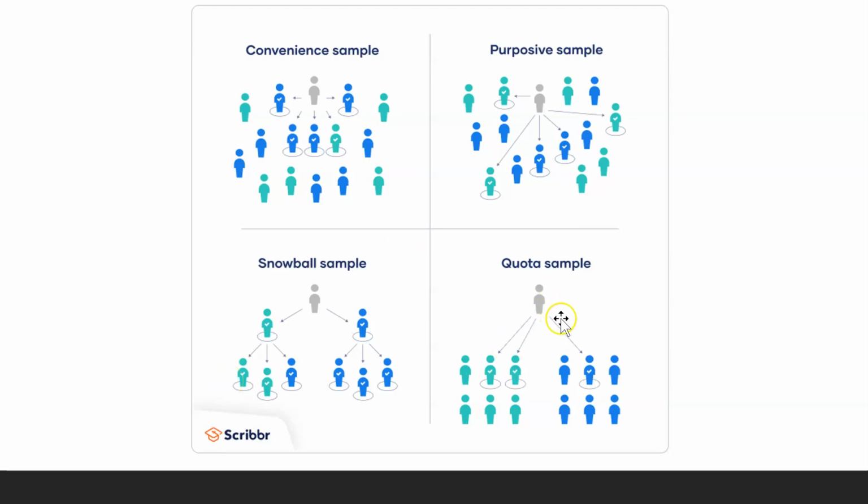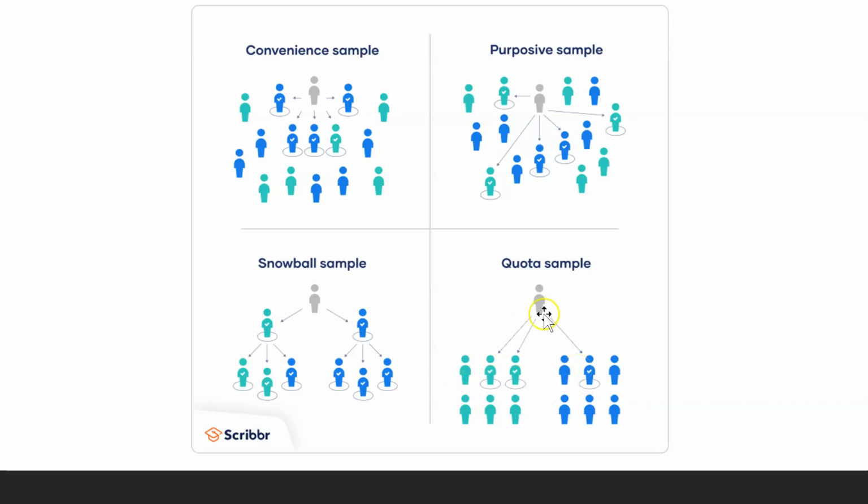The last one is quota sampling. Quota means fixed number. So quota sampling is, I'm the researcher and I'm like, I need 2 females and 1 male to come participate in my study. So the first 2 females that come forward, I use them to participate. These people participate in my study. And the first male that comes forward, I use them to participate in my study. And my quota is 2 females, 1 male.